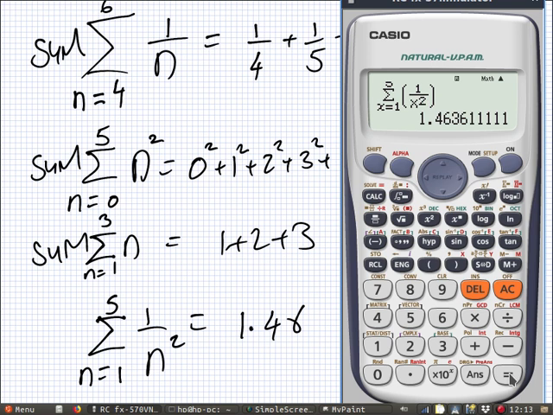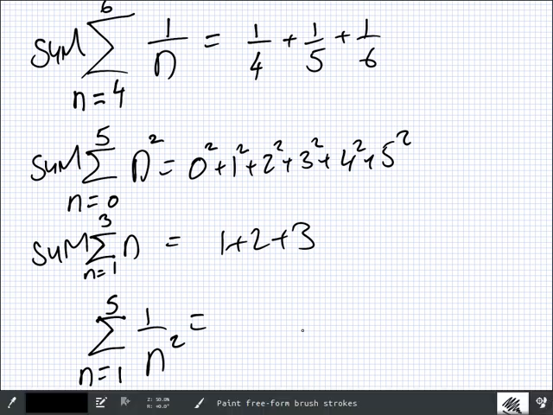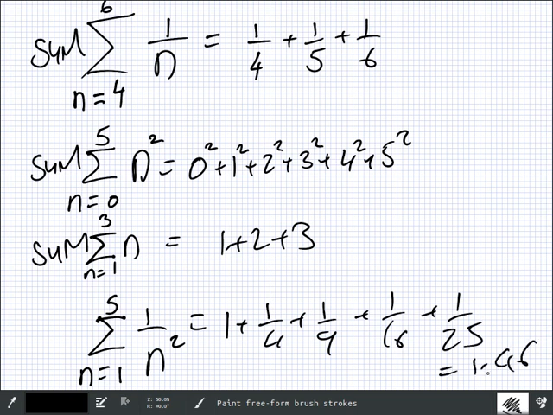Now you can't do this in the exam. They want to see each term. However, you can check the answer in the exam, so you know that you got it right. But just to be clear, in the exam they would want to see each term at least once. So in the exam they want to see at least this: 1 plus 1 over 4, 1 over 9, 1 over 16 and 1 over 25, and we got 1.46.